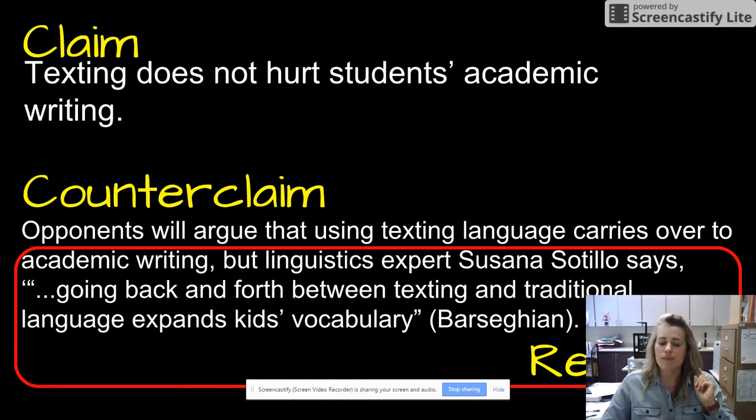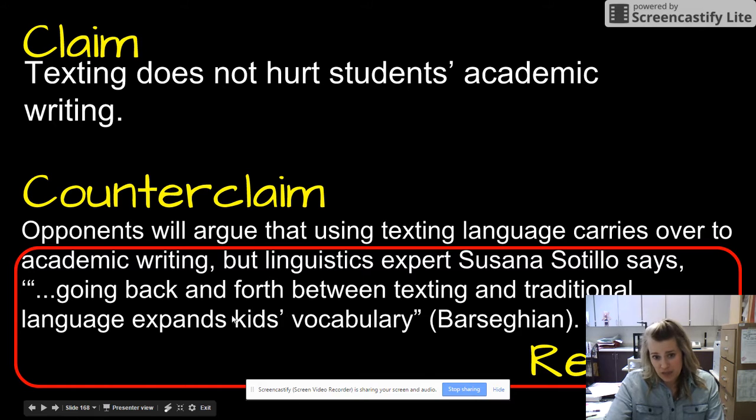But here's the rebuttal. But linguistics expert Susan Sotilio says, going back and forth between texting and traditional language expands kids' vocabulary. So she's saying that using your brain to think in text language when you're texting and in academic language when you're writing an essay is a good thing for kids and it won't hurt them. So I'm showing in my rebuttal how this counterclaim is wrong.